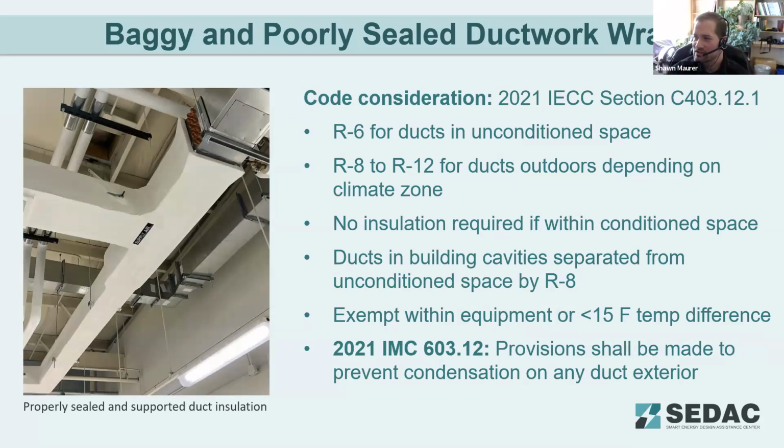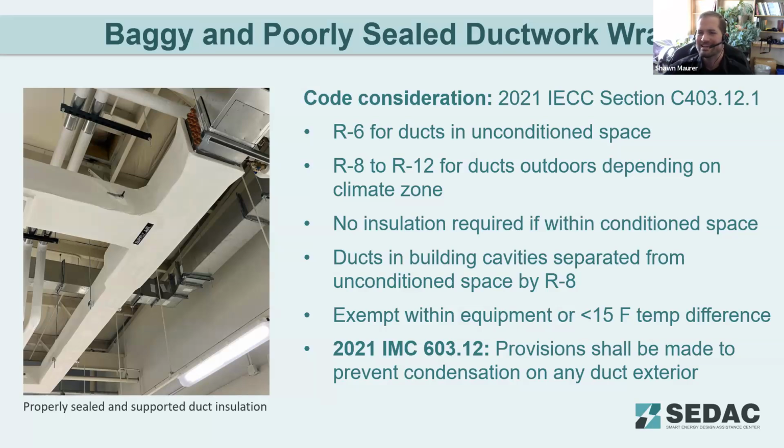For the energy code implications, the 2021 IECC section C403.12.1 for commercial buildings denotes the insulation requirements. R6 for ducts in unconditioned spaces. So if it's in a warehousing area, or storage room, or something that isn't heated or cooled, you need to have that R6 insulation. Depending on your climate zone, if you're in climate zone 4 and the ducts are outdoors, you need to have R8 insulation. If you're in climate zone 5, it needs to be R12.